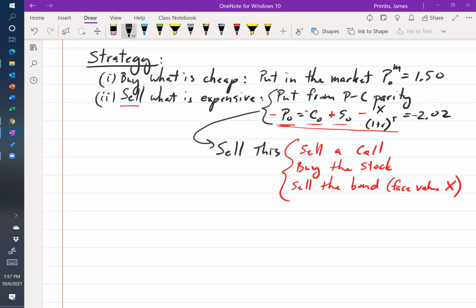So this is my strategy. I'm going to buy a put for $1.50, and I'm going to sell the same put for $2.02. How is it the same put? Well, it has exactly the same payoff. So I'm buying and selling the same payoff, but I buy it for $1.50, and then I get to sell it for $2.02 through the put call parity formula.